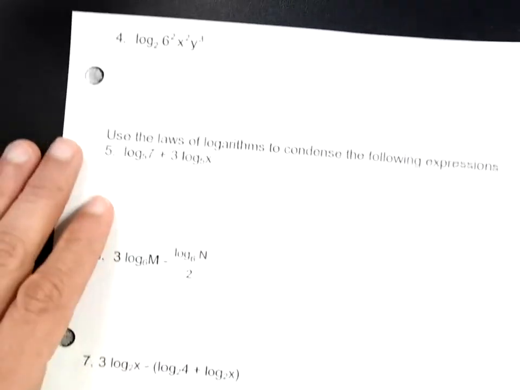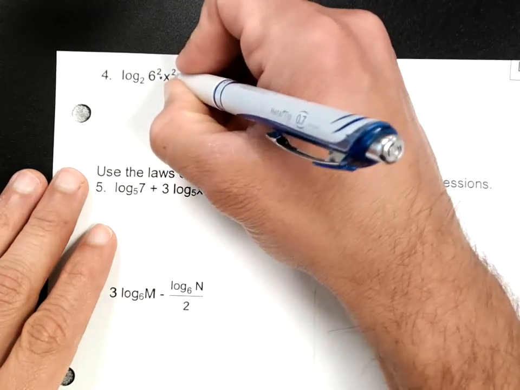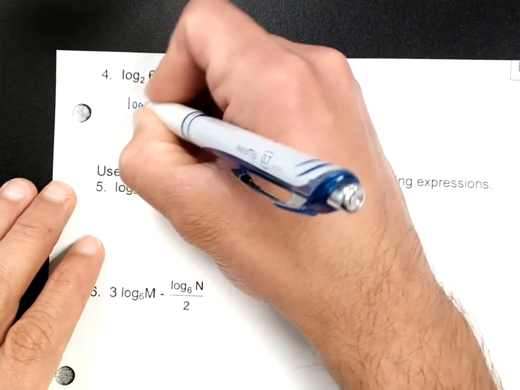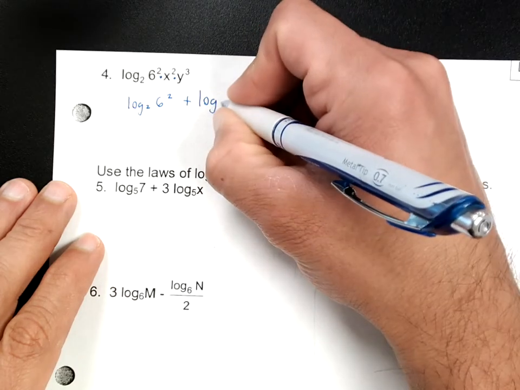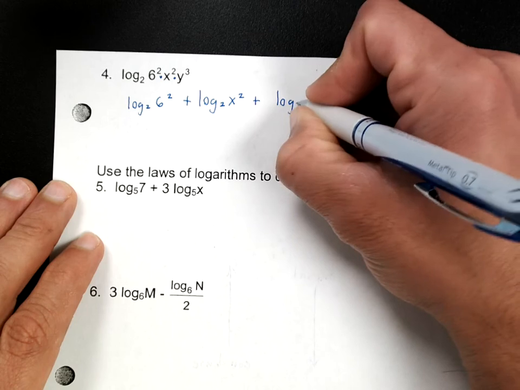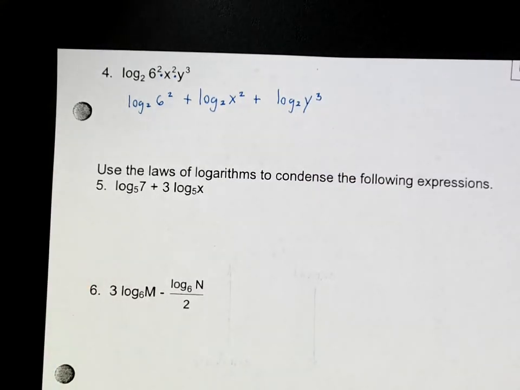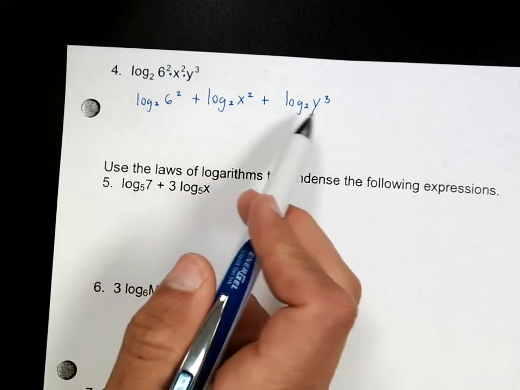So in example number 4, one more time, I'm expanding, right? So notice that I have 6 squared, x squared, y cubed. Those are being multiplied. So I can write all of those like this. Okay, so that's always the first step. Always try to break them apart by using law number 1, which says that if you have something multiplied here, you can write it like that by adding those logarithms together.